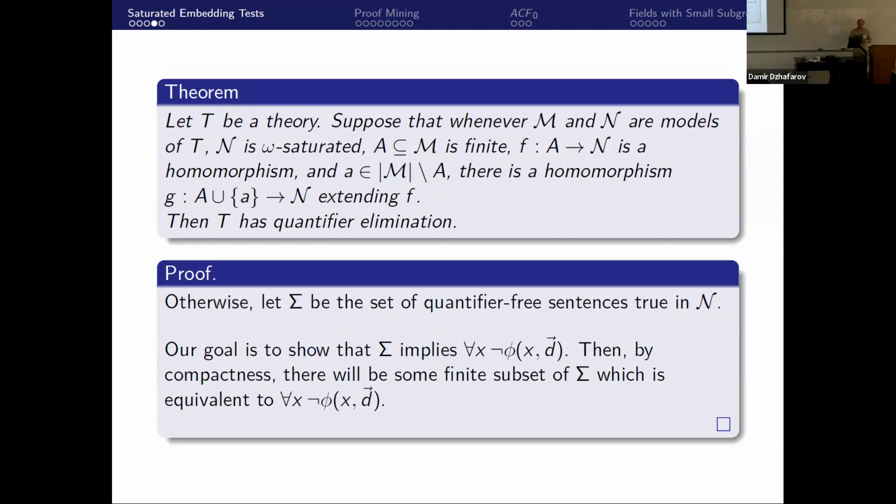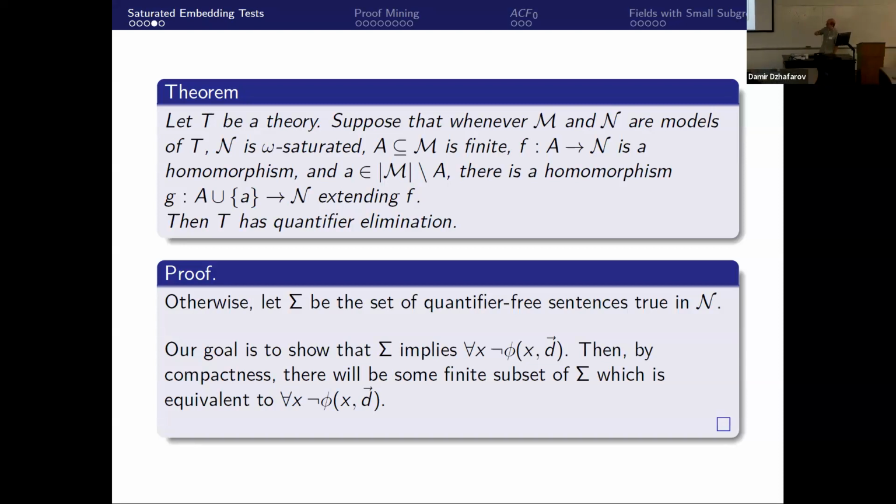Let sigma be the true quantifier-free sentences from N. Our goal is to show that sigma implies the universal formula. Because if that happens, then we do a compactness argument. If sigma implies the universal, then a finite subset of sigma implies the universal, and then the conjunction of those formulas is a single quantifier-free formula. It's implied by the universal, and it implies the universal, so it's equivalent. So the negation of that conjunction will be the quantifier-free formula equivalent to the existential that we're interested in.